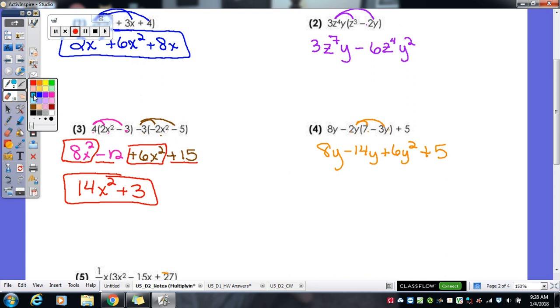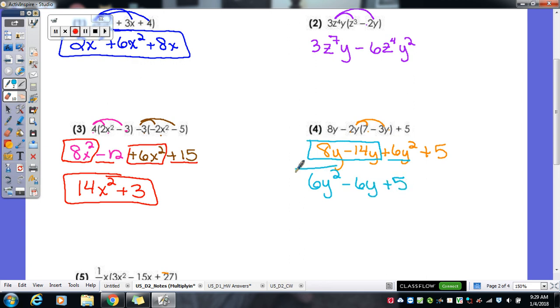So now when I combine my like terms, I'm also going to put my answer in standard form. So that means I'm going to start with my y squared, which the only y squared term I have is that 6y squared, so that's going to come first. So then 8y minus 14y. Very good, negative 6y. And then we got our plus 5 at the end. So there's our final answer, 6y squared minus 6y plus 5.